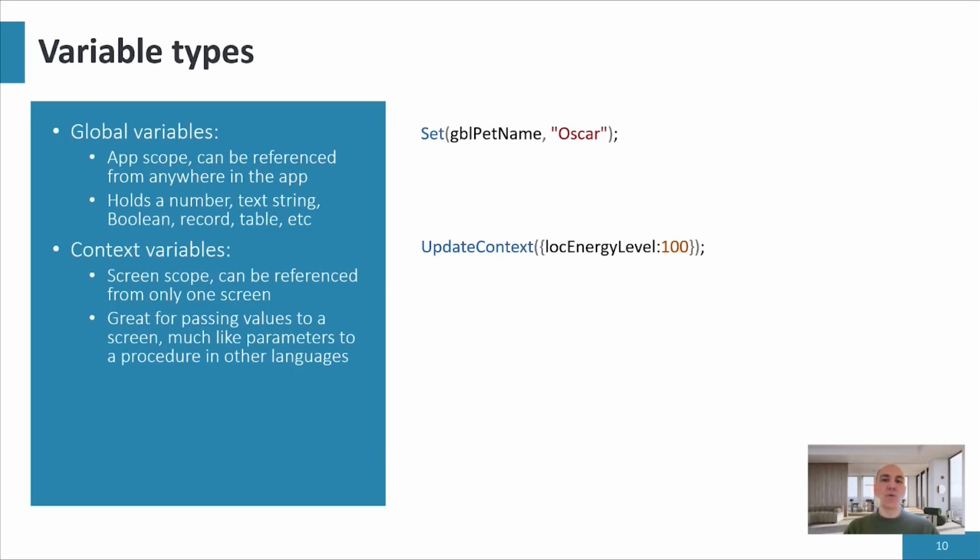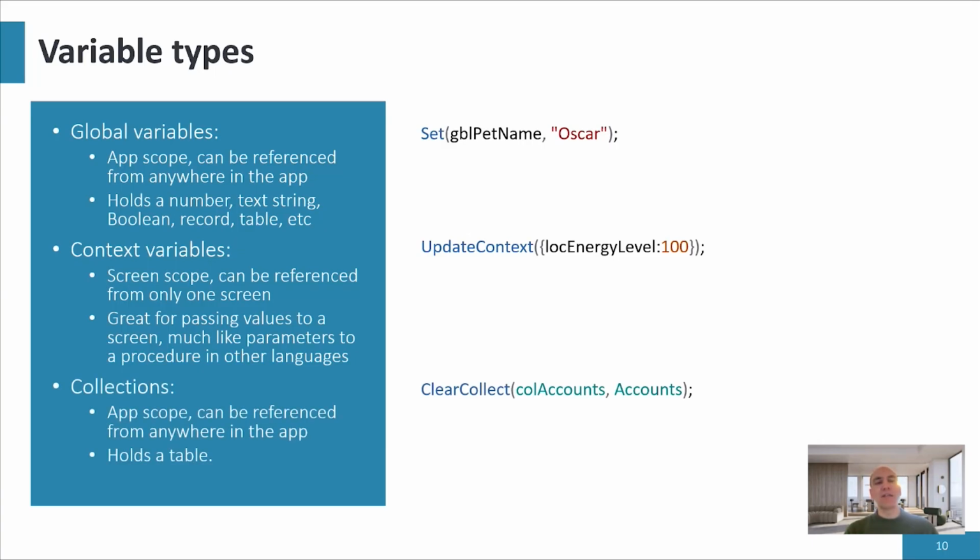Context variables is another one where only in the context of that screen we can see, and this is when we use the update context function. And here I'm setting an energy level to a number of 100. And then collections, which we looked at on the last screen, it's a bit like the global variables because we can see these globally anywhere within the app. We can access them anywhere. And in this example, we're pulling the accounts table from Dataverse back into a collection I've called col accounts. So I'm working with a table of data.